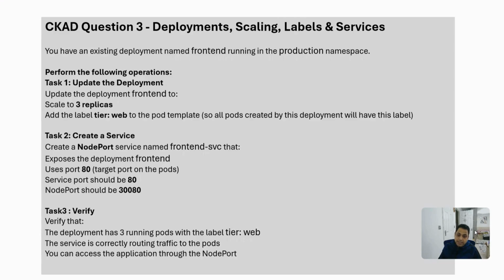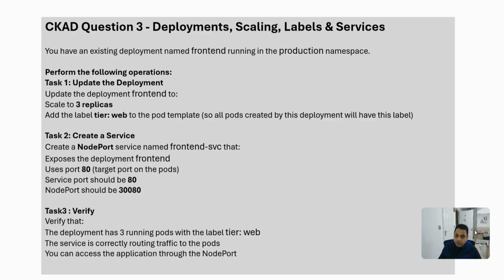So task one is that we have a deployment which is at this moment running as one replica. So we need to scale it to 3 replicas. Then the second part is that we will add a label to the pod. Task 2 is to create a service out of it, where we'll expose the deployment on that service.